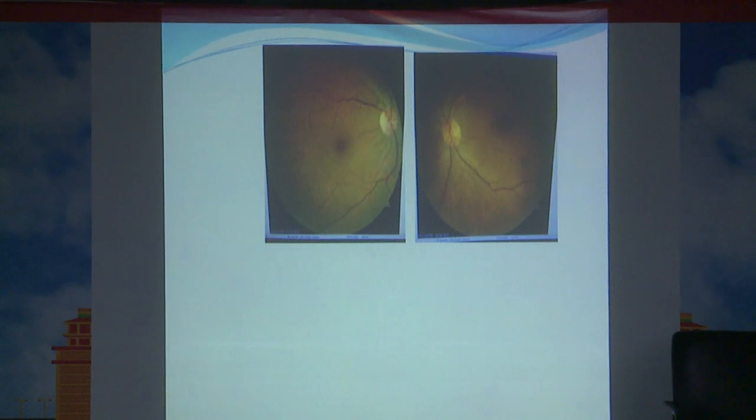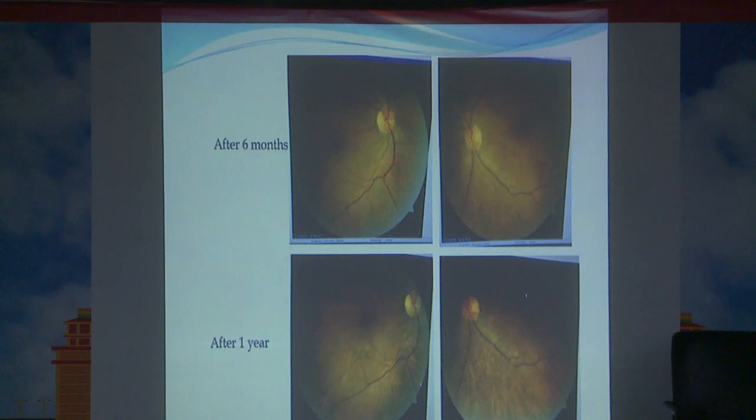Again, this is showing conjugate torsion here, and you can see here after 6 months and 1 year, the torsion part has improved a great deal. So you need to give them time. Some of them are going to improve, the torsion as well as the vertical. So at least 6 months you have to give them for recovery.